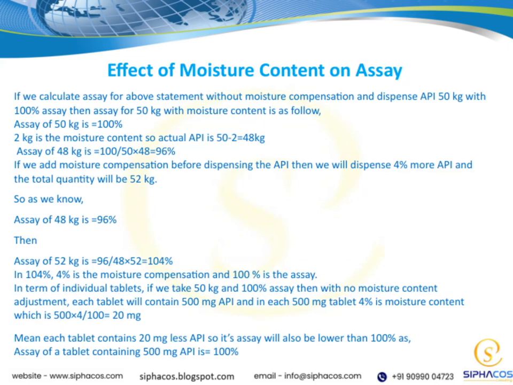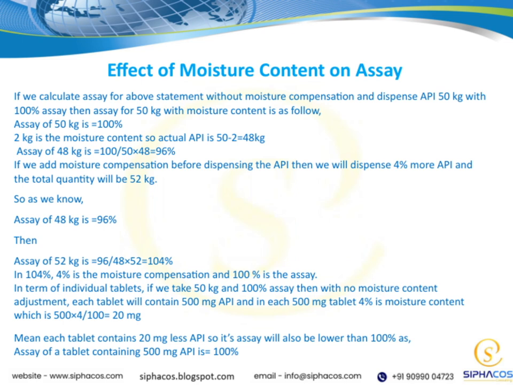Let's talk about how moisture content actually affects our assay results. If we calculate the assay without considering moisture and dispense 50 kilograms of API with a 100% assay, things might seem straightforward. But when moisture is present, that 50 kg isn't just pure API. In this example, 2 kilograms of that weight are moisture. So the actual API content is 50 minus 2, which gives us 48 kg. Now, if we look at the assay based on this, it becomes 96% because we're comparing 48 kg of pure API to the original 50 kg.